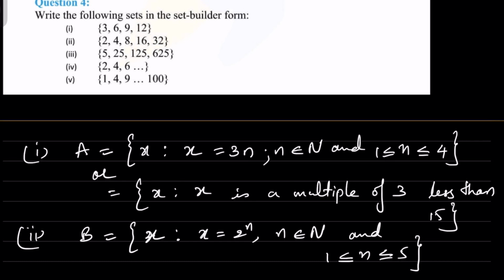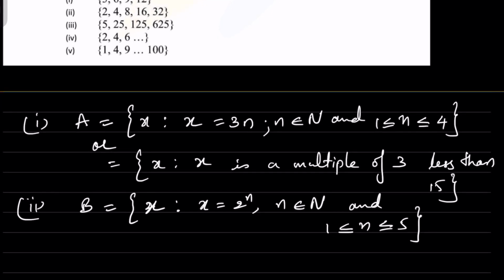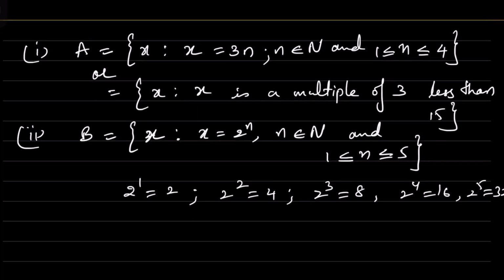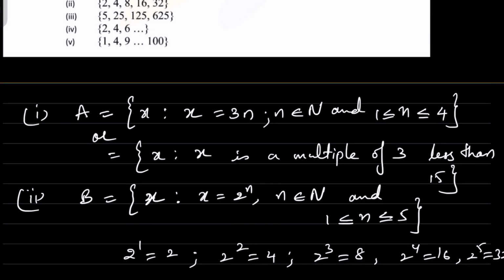So it is less than or equal to 1 or less than or equal to 5, because you are having 2 to the power of 1 is equal to 2, 2 to the power of 2 is equal to 4, 2 to the power of 3 is equal to 8, 2 to the power of 4 is equal to 16, 2 to the power of 5 is equal to 32. Next, third one. What's the third one? The third one, you can see it is 5, 5 square, 5 cube, 625, 5 to the power of 4.